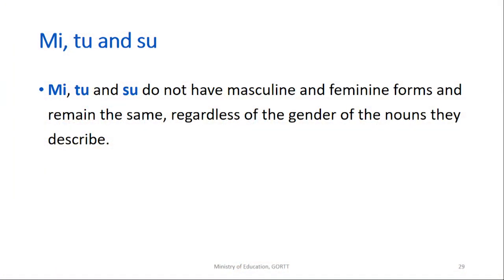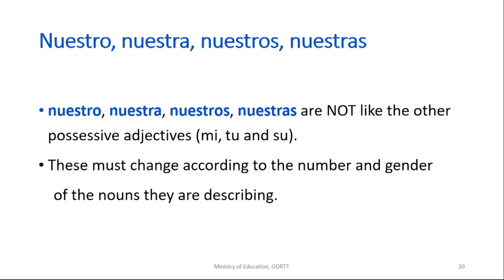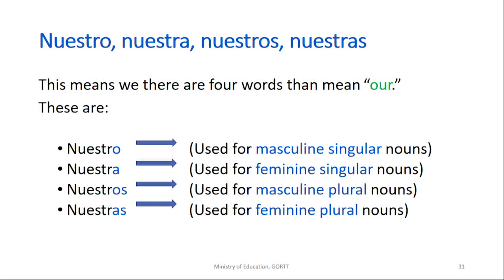Let's look at the possessive adjectives mi, tu, and su. These do not have masculine and feminine forms and remain the same regardless of the gender of the nouns that they are describing. Nuestro, nuestra, nuestros, and nuestras are not like the other possessive adjectives. They must change according to the number and the gender of the nouns that they are describing.